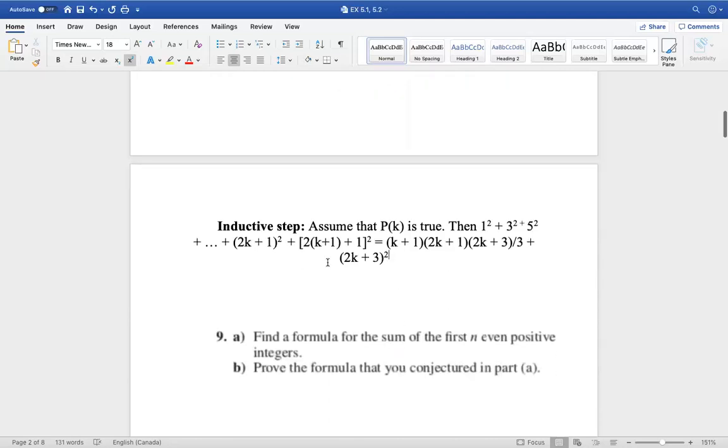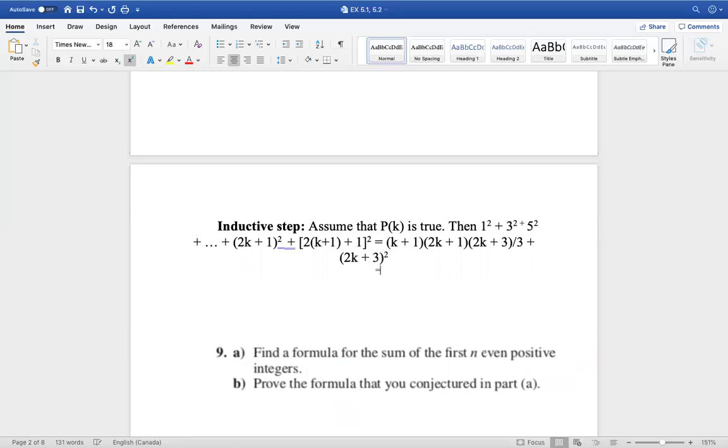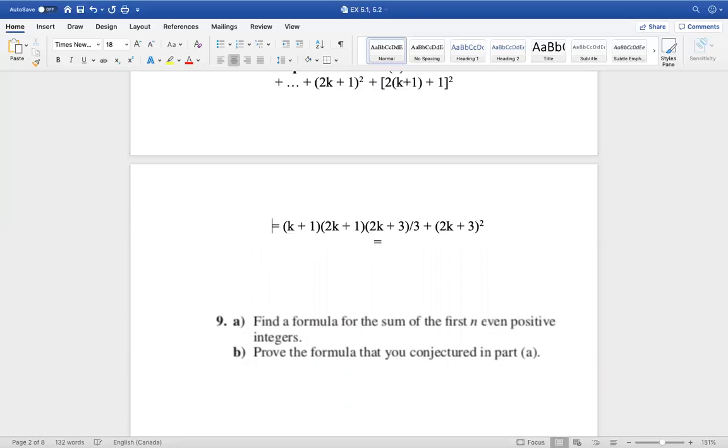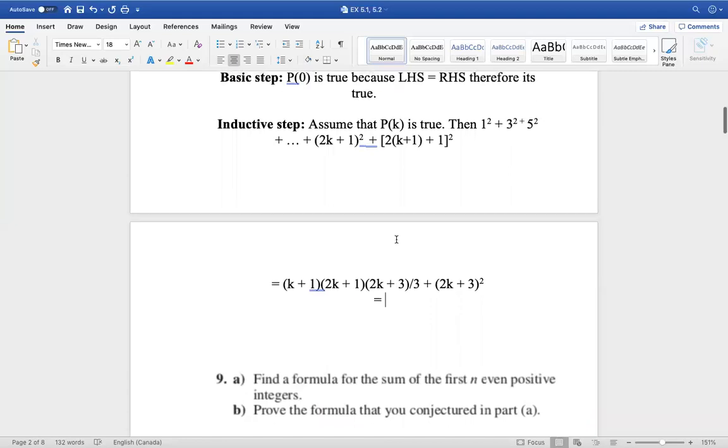Okay, because we are adding this on the left hand side, and then if we add this on the right hand side, so this 2k plus 2 plus 1 is 2k plus 3, and then we have the whole square, so we add this there. Now this one here, this is equal to, I'll just put it on the next line.